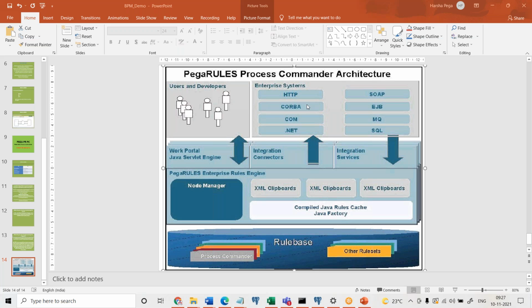What is the reason? Because it is Java based only. I mean, for the business logic, it is Java based only. So it will support everything that Java supports. Java supports almost everything, right? So that is about the architecture of Pega. In the architecture of PRPC, we have rules, rule base, process commander, Java compiler, XML clipboards, roles, and web service protocols can also be used. Other than that, node manager and servlet, you don't need now. I don't want to confuse you.